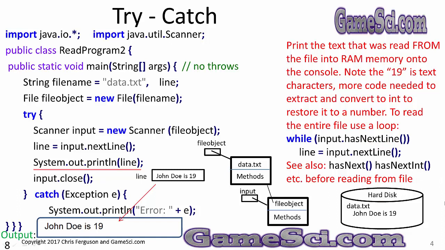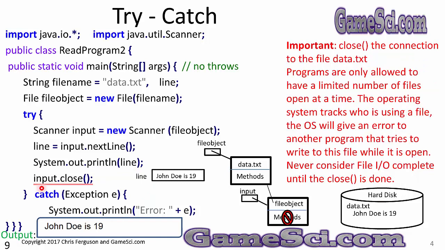Calling these has commands is very important. You don't want to read an integer unless you're sure there's an integer in the file. You don't want to read a line unless you're sure there's another line in the file. When the file runs out of data, hasNextLine will return false. When hasNextLine returns false, the loop will exit and it will stop reading the file.